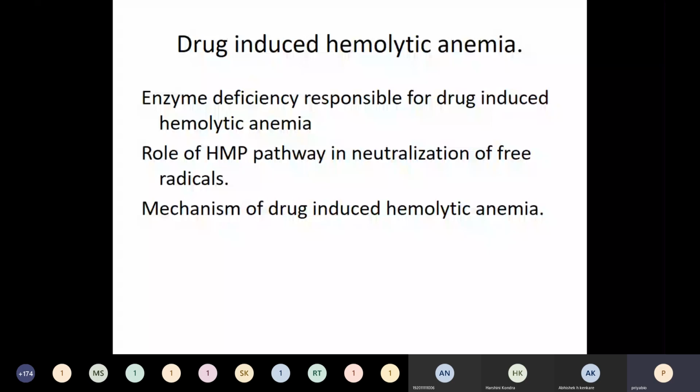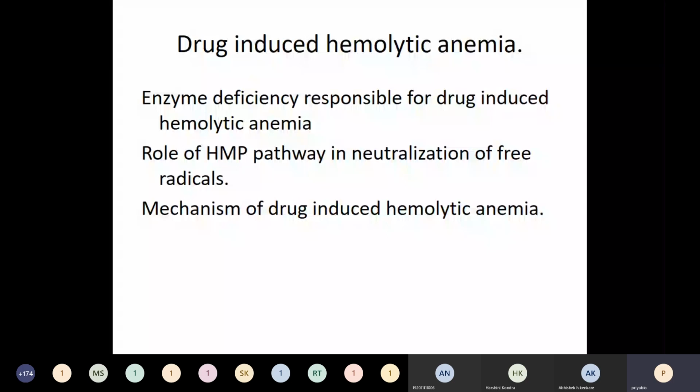So, especially you have studied about anti-malarial drugs which cause oxidative stress and cause hemolysis. That mechanism you have to learn, how it causes the destruction of RBC and causes drug-induced hemolytic anemia.